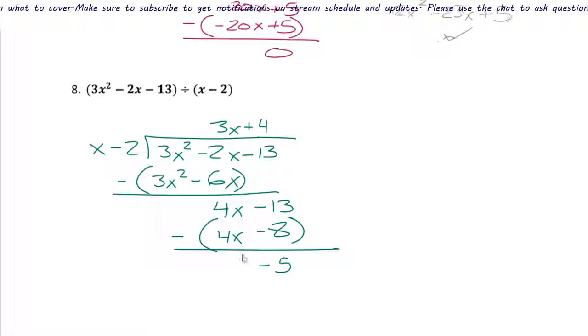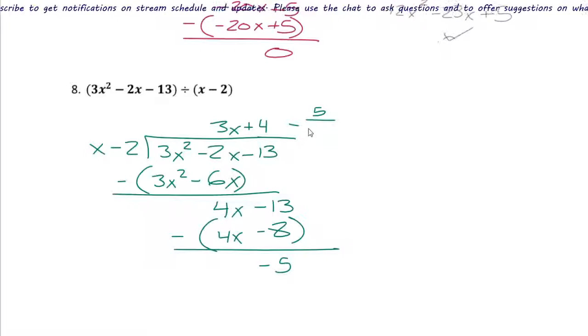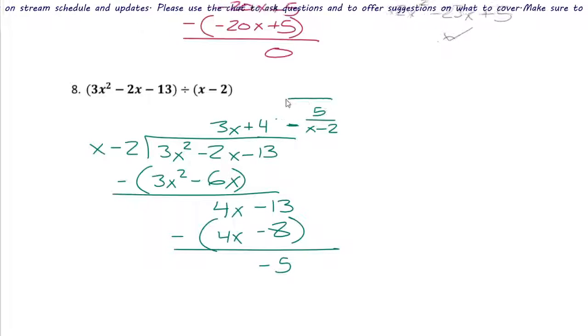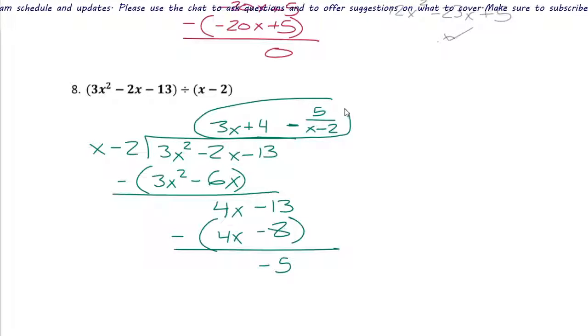So what do we do with the remainder at the end? Well, we tack it on after here, so we're going to leave this as negative 5 divided by x minus 2. So this would be our answer. Now, how do you check this since we have a remainder this time? So what you're going to do, take the first part of it, without the remainder, the 3x plus 4 first.